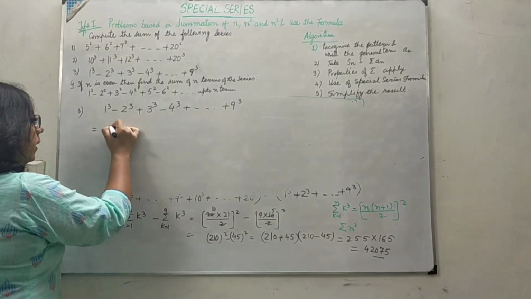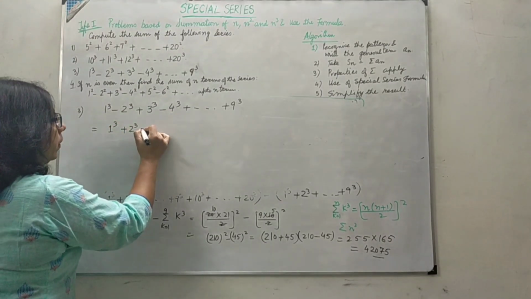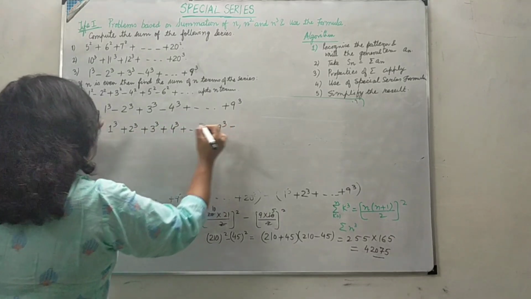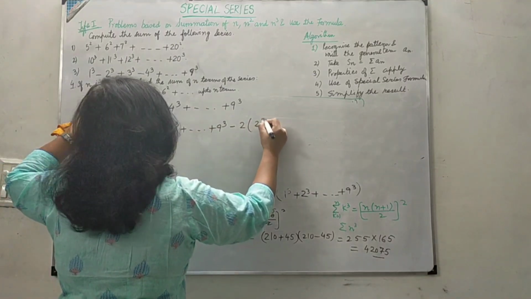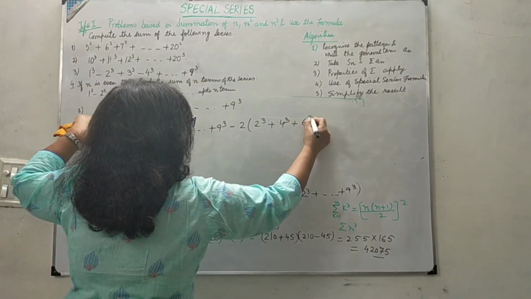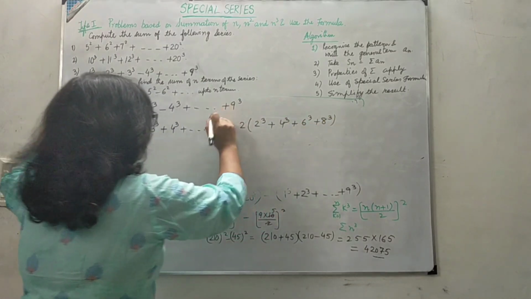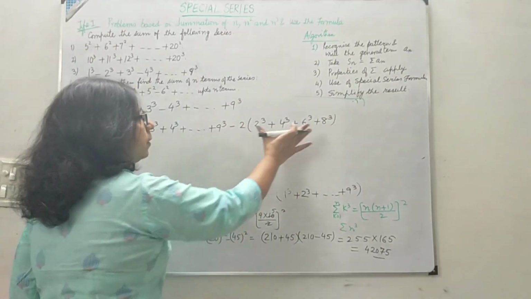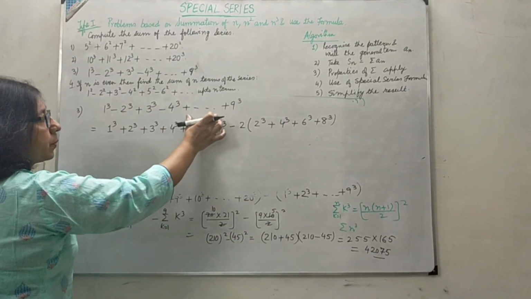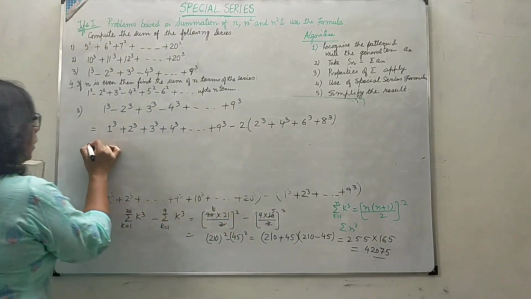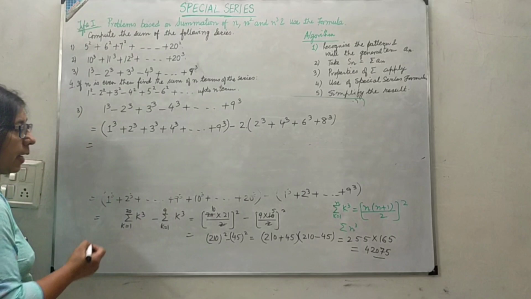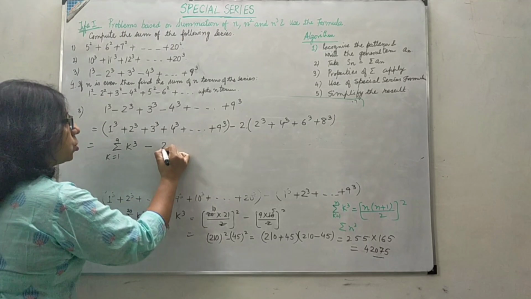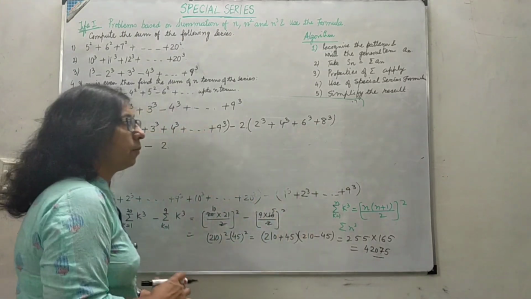Means the terms which are subtracting, I'll add those like this, and the same terms I will be subtracting. So this is your minus 2 times 2 cube plus 4 cube plus 6 cube plus 8 cube. Till here we have added and subtracted 2 cube plus 4 cube plus 6 cube plus 8 cube, so that we have subtracted. So already it was in subtraction, so there is 2 times. So again we can see in the first bracket I am having sigma k cube, k running from 1 to 9 minus 2 times. Now again you can see some of the pattern.